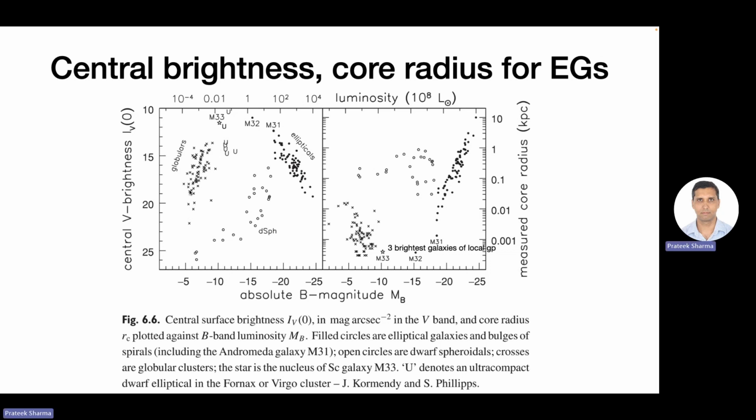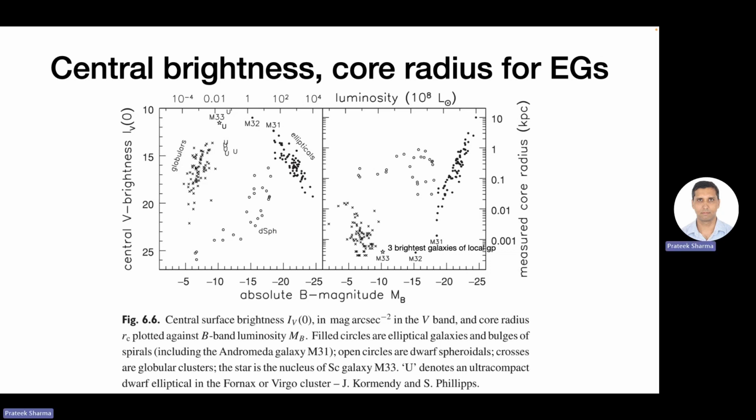Globular clusters, we have actually encountered them. Globular clusters are these spherical distributions of stars, which actually look like elliptical galaxies. Like they look like those E0 class, right? Why aren't they called galaxies? Because they are actually quite different from ellipticals.